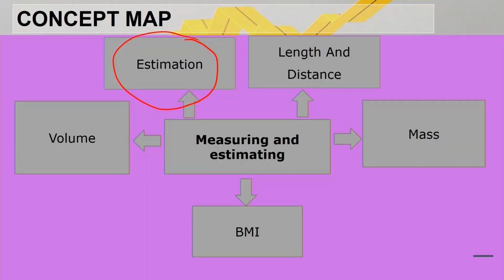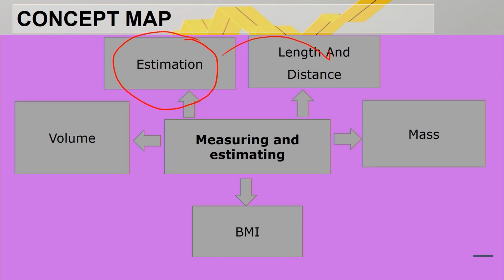So our route for today is first we're going to look at estimation and how you can use your body while estimating length and distance. Then we're going over more into length and distance. After that, we're going to mass. And then from mass, a very important subject, BMI. And then we will end with volume.